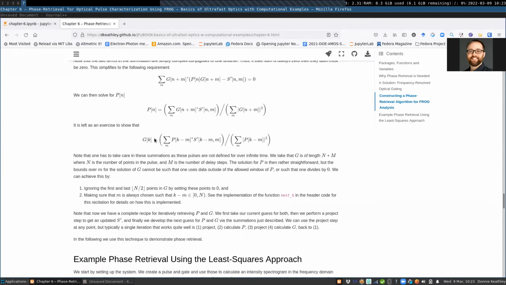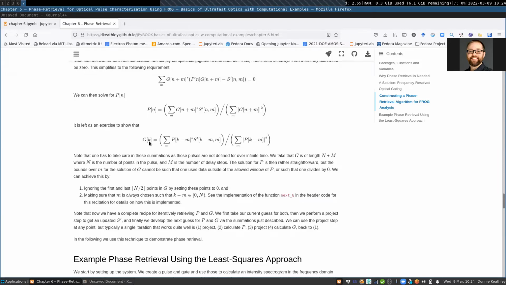And I leave it as an exercise to show it, but you can do the same thing for G, a little bit more tricky, not too much more tricky though, to show that it's simply all the P's, right? And also our S prime, our spectrogram. So we can sum over all M of all these P terms and the amplitude squares of all the P terms, and boom, I can get each value G of K.